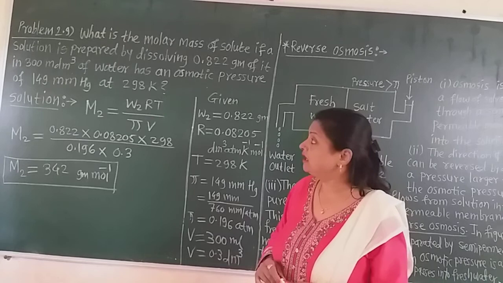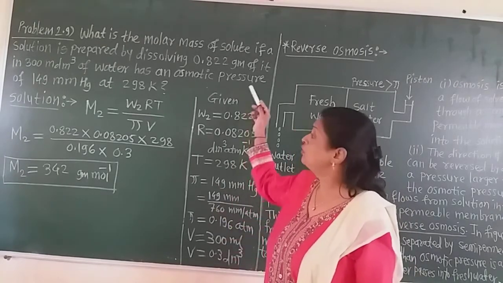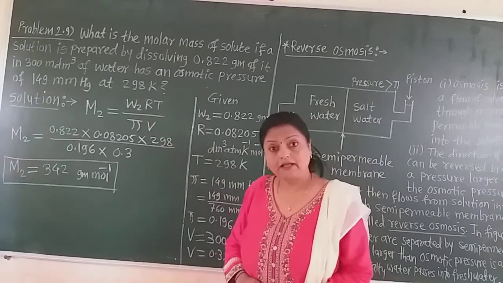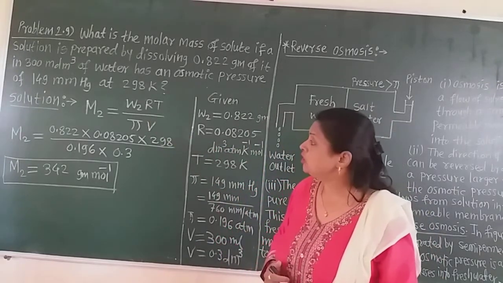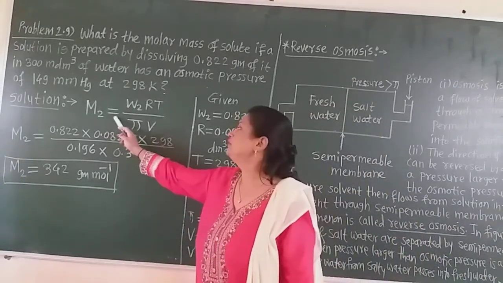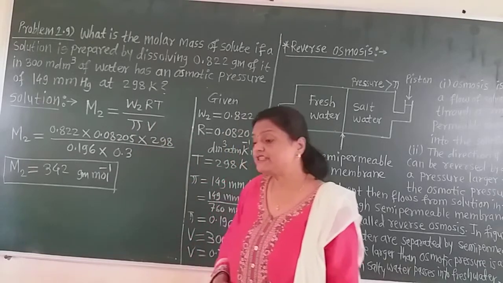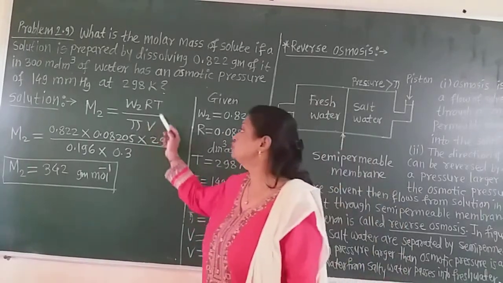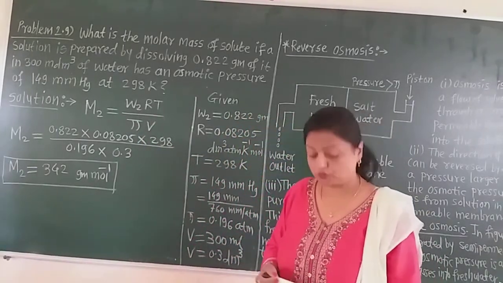Again, they have given us the volume of the solution, 300 dm³, that is ml. So the solution is in this way. The formula is M2 = W2RT / πV. If we substitute all the values of these quantities, then we can easily calculate the molar mass of the solute.